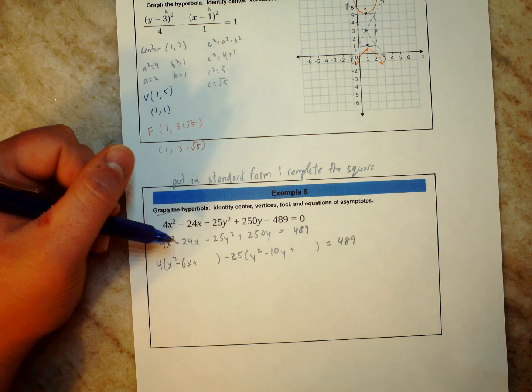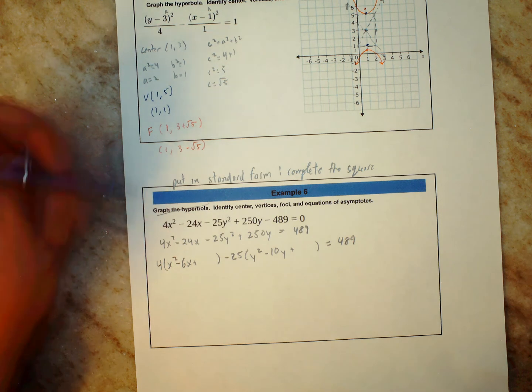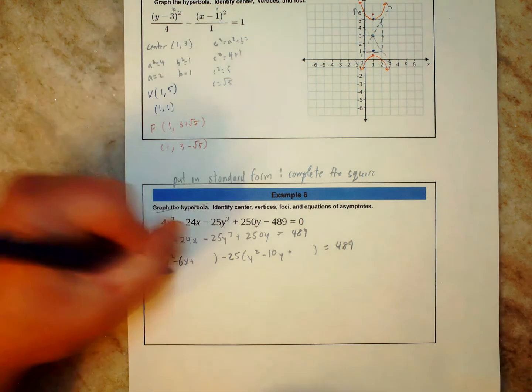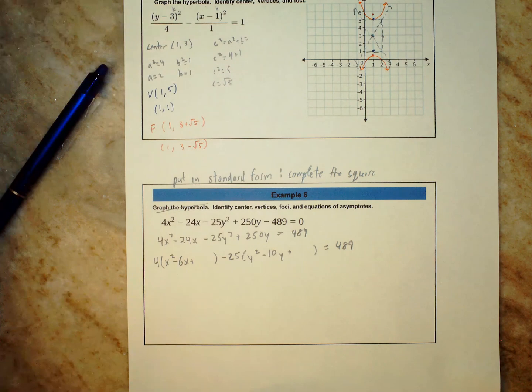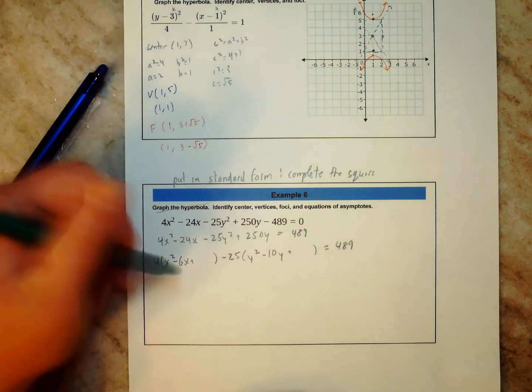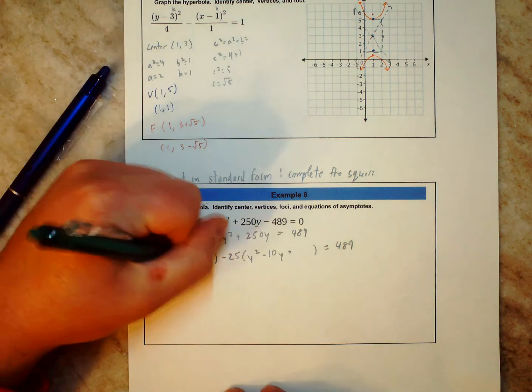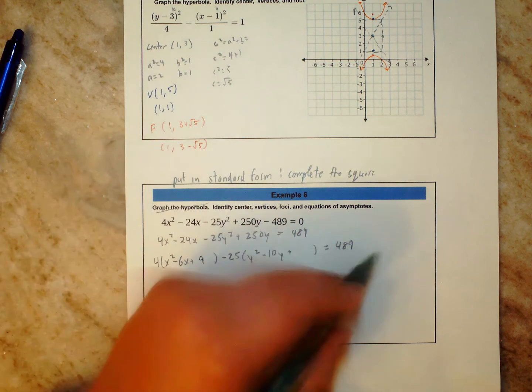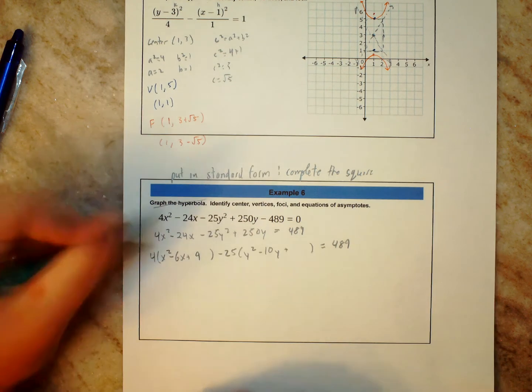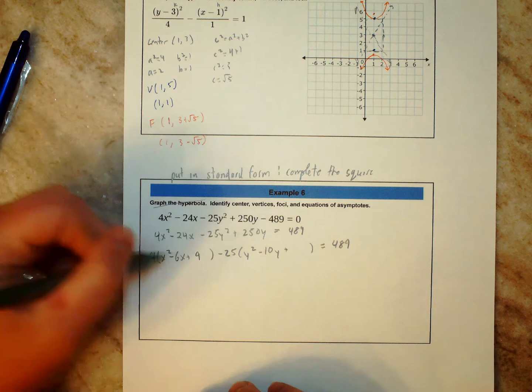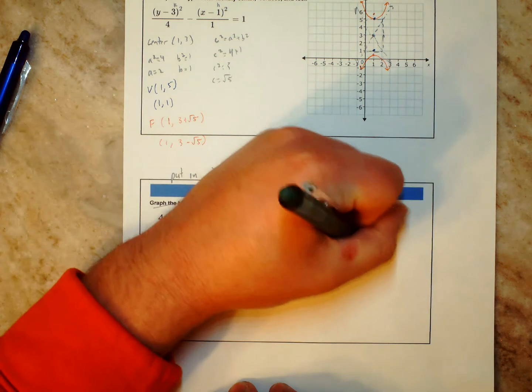Same way we've been doing in all the other examples. To complete the square, we're going to take the middle term, we're going to half it. So half of 6 is 3. We're going to square it, and that's 9. But we're not going to add 9 on the other side. We actually have to add 4 times 9 because you would have to distribute that 4. So you're going to add 36.